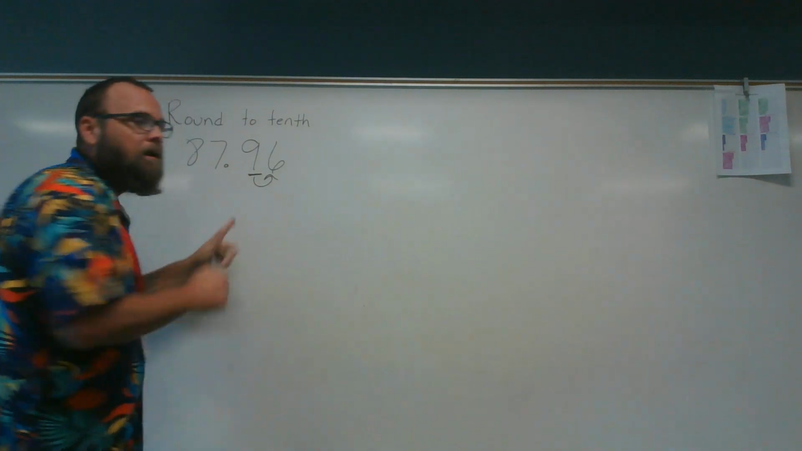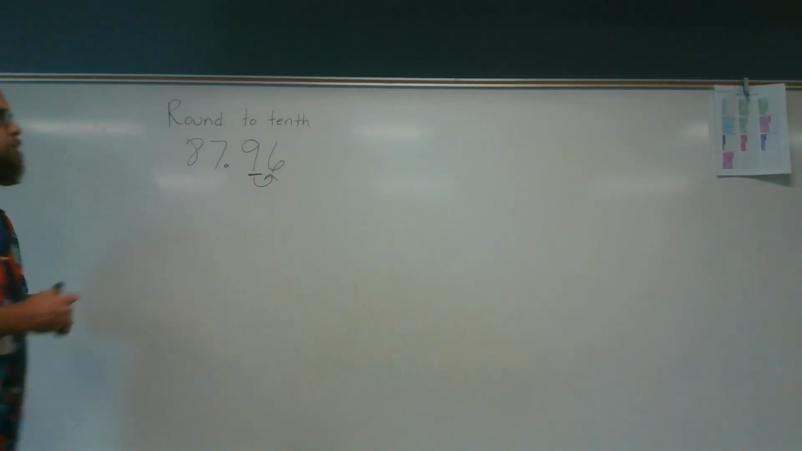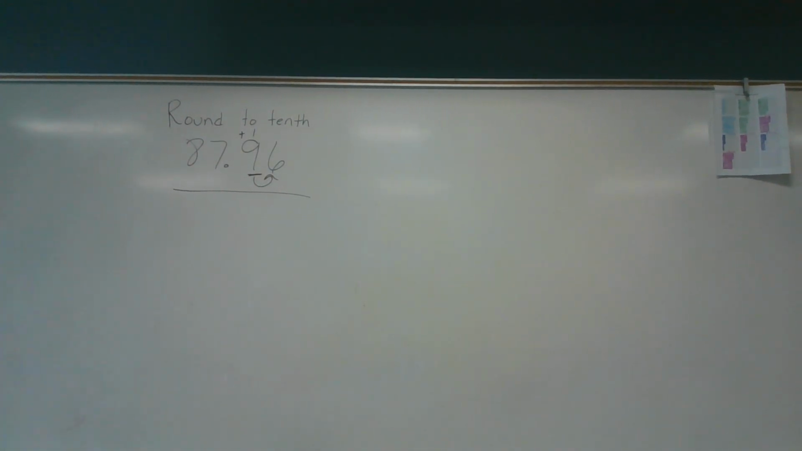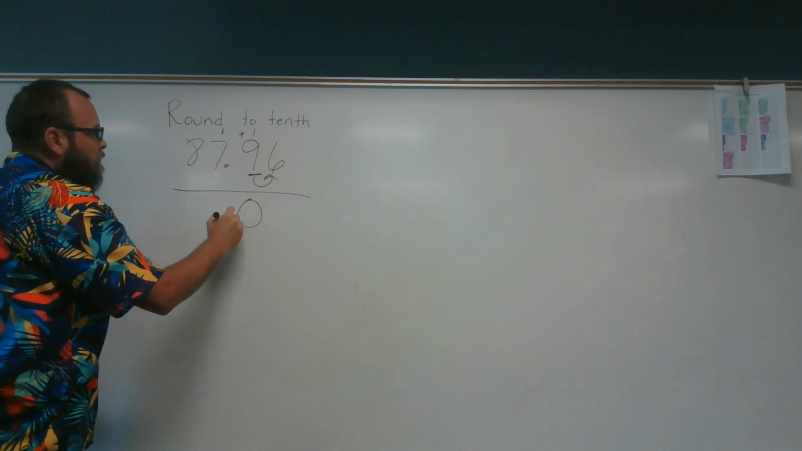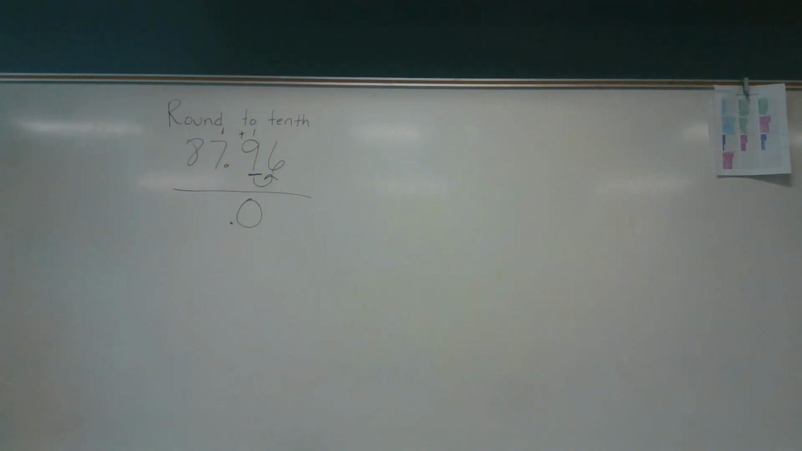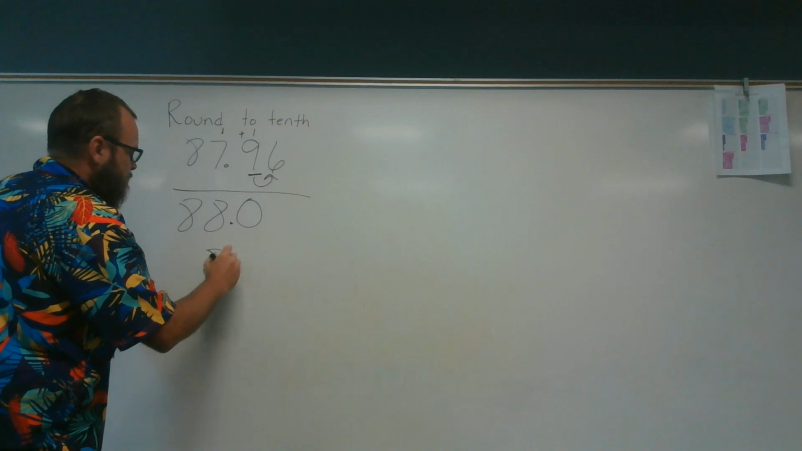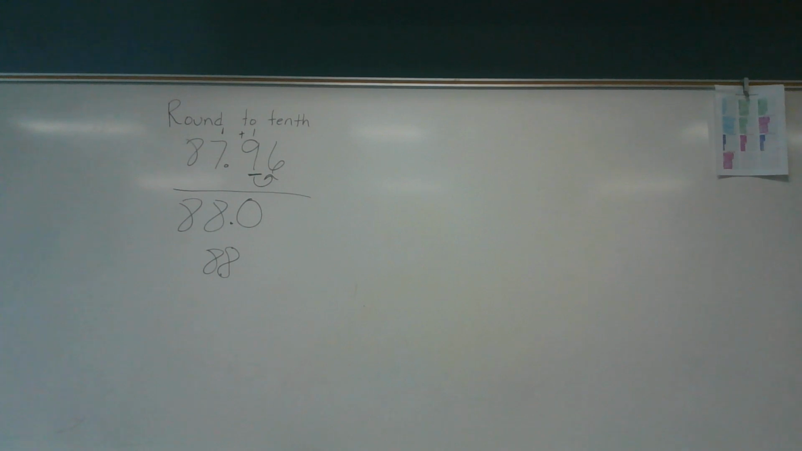Good, adding 1, because the number behind it is 5 or greater. So I add 1 to the 9. What happens to that 9 when I add 1 to it? It becomes a 10. So I have to carry my 1 up there. It's 10 tenths. It's like having 10 dimes. So the answer actually becomes 88. You might say 88 and 0 tenths, or just 88.